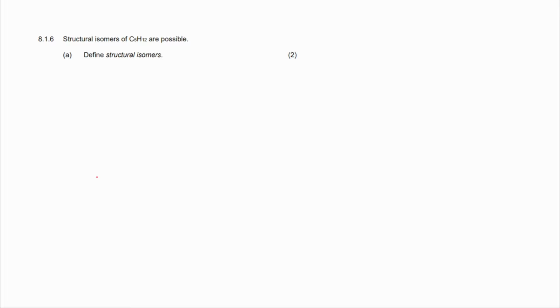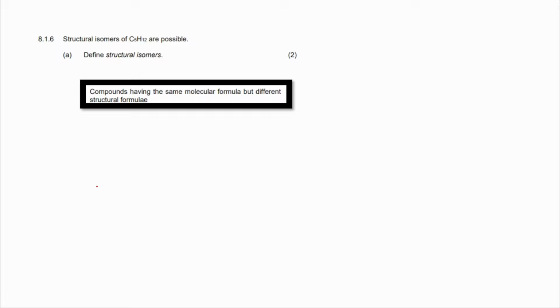Structural isomers of that thing are possible. Remember, that thing is pentane. Define structural isomers: compounds having the same molecular formula but different structural formulae. You'll see it's the same molecular formula but a different structural one, so the word structural is in your definition. Anyways, for B, write the condensed structural formula of the isomer of pentane with the most possible branches, alkyl substituents.